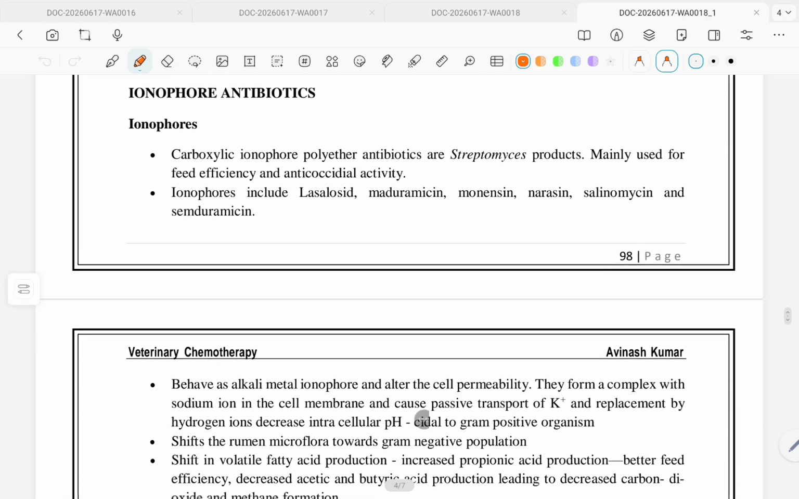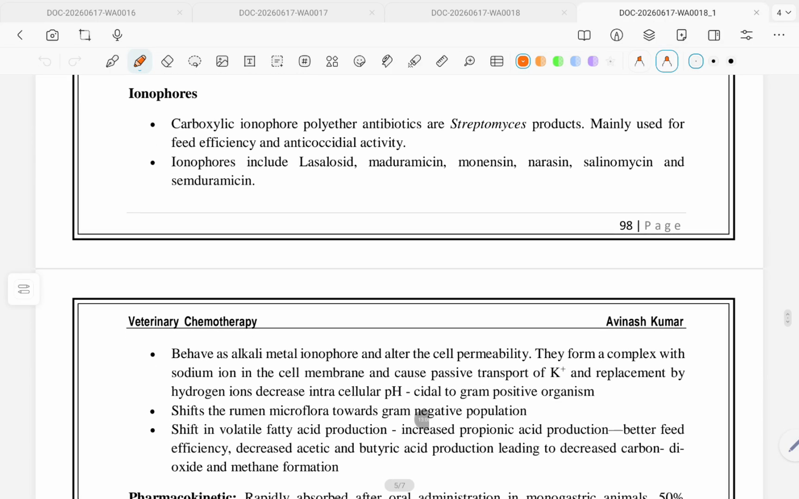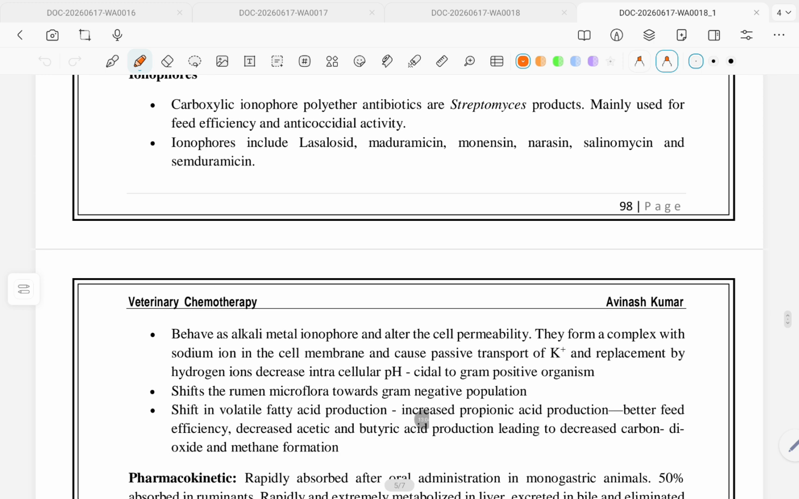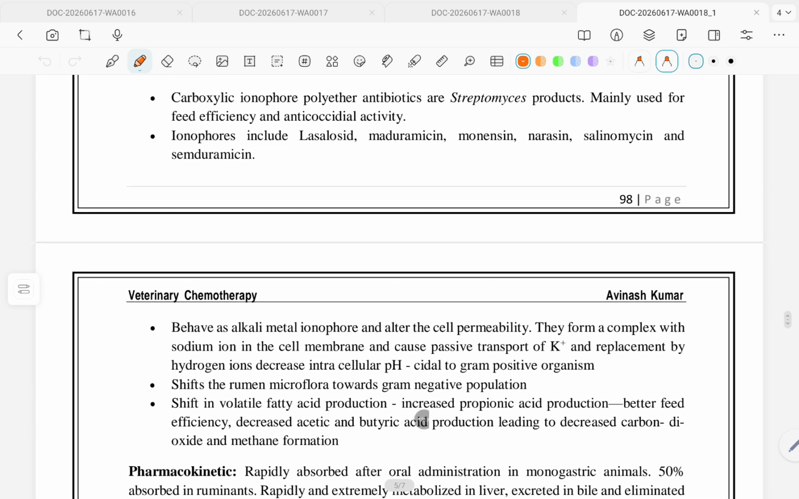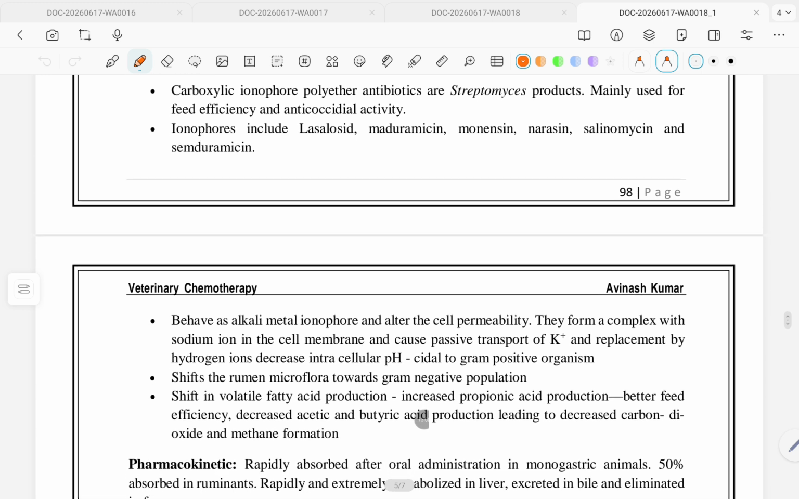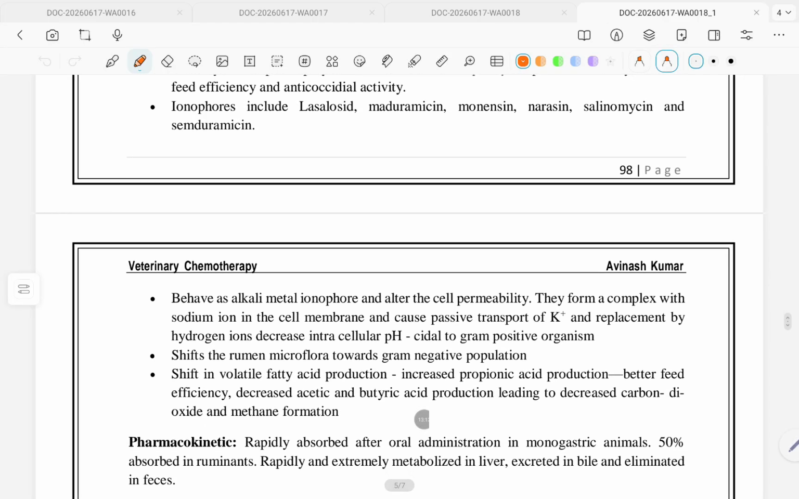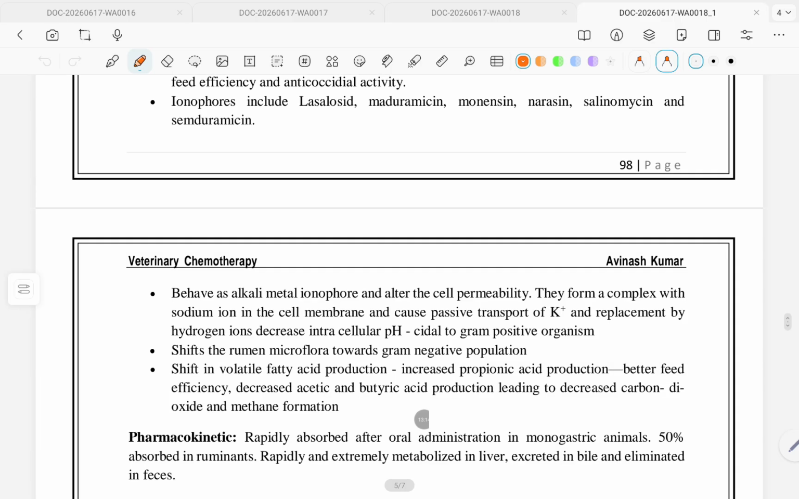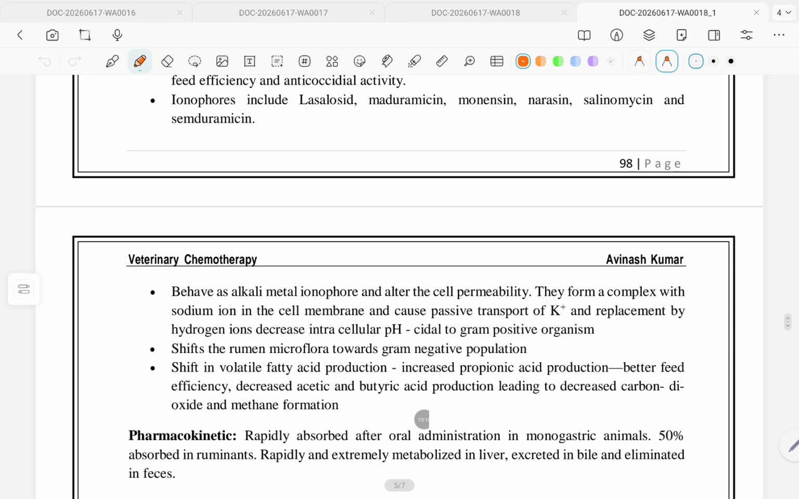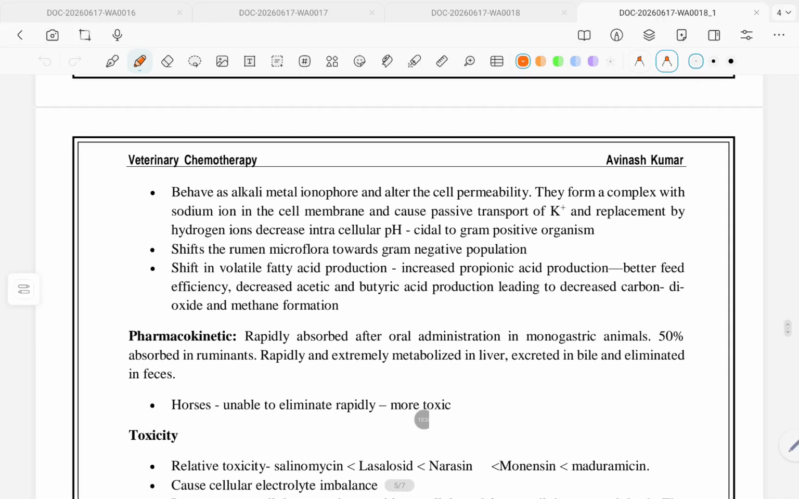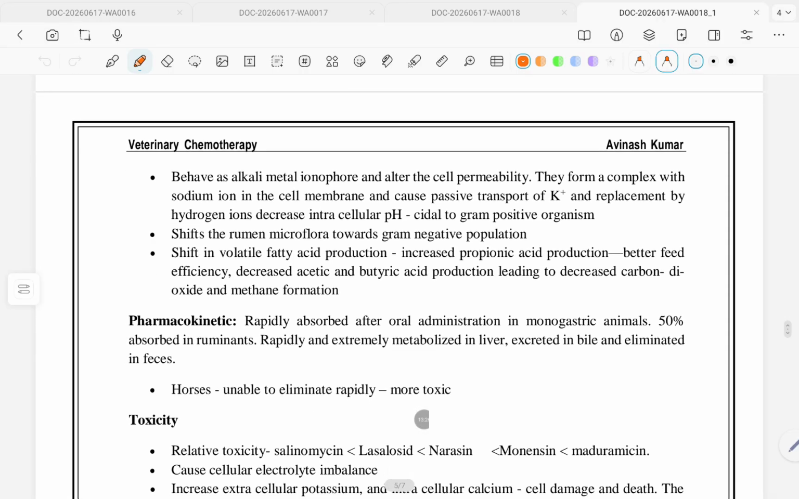Ionophore antibiotics. Carboxylic ionophore polyether antibiotics are Streptomyces products, mainly used for feed efficiency and coccidial activity. Ionophores include lasalocid, maduramycin, monensin, narasin, salinomycin, and semduramycin. They behave as alkali metal ionophores and alter the cell permeability.